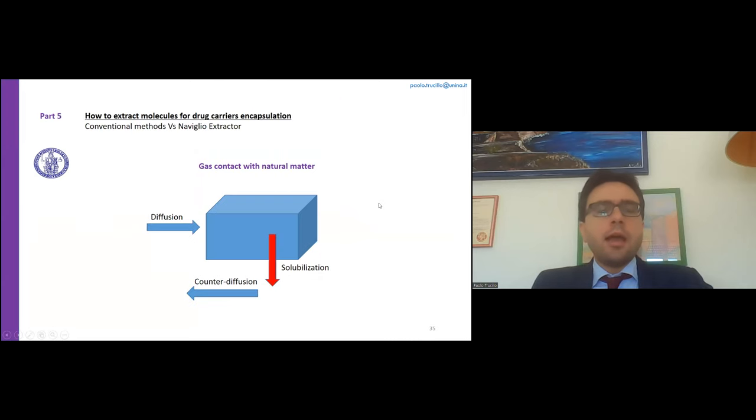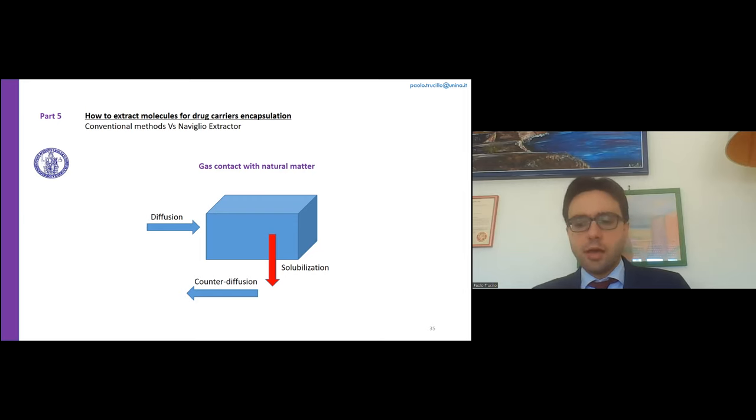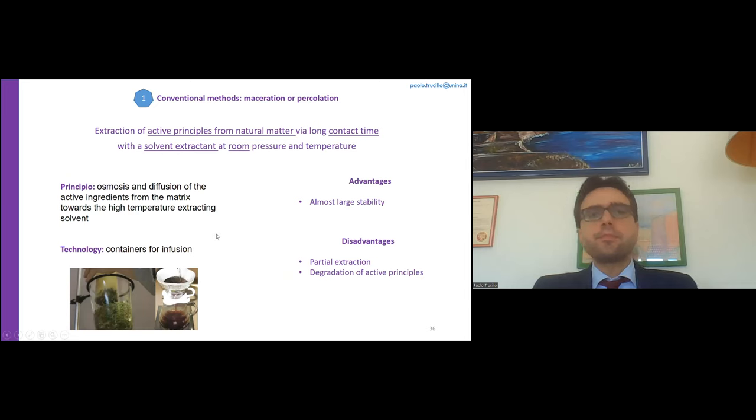And now we are talking about the last part of this presentation: how we can obtain essential oils or molecules to entrap in our drug carrier. We can use an extraction process. So we can couple the extraction process with our high pressure or conventional methods for the production of drug carriers. We just use diffusion of gas, solubilization of essential oil, and then counter diffusion of gases.